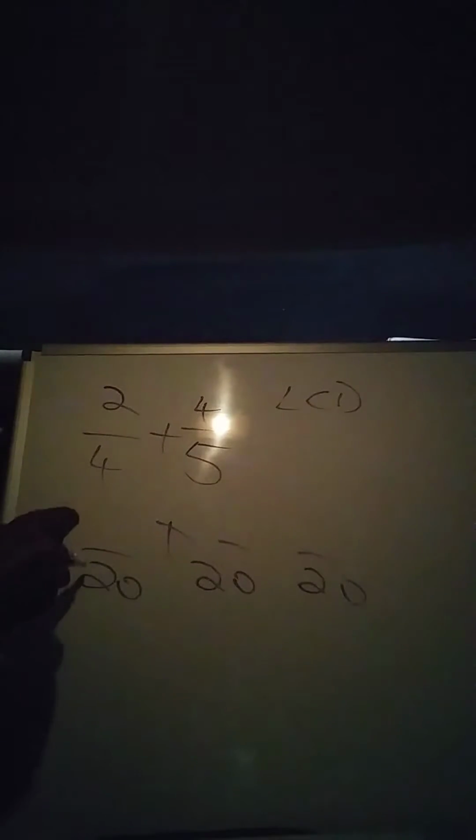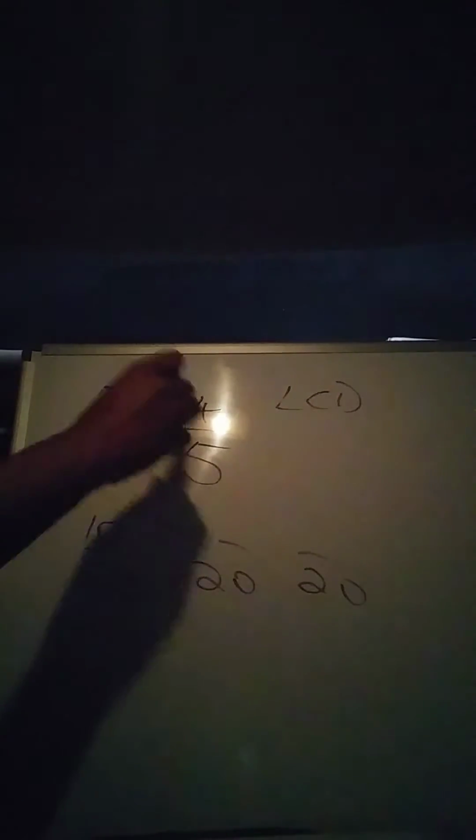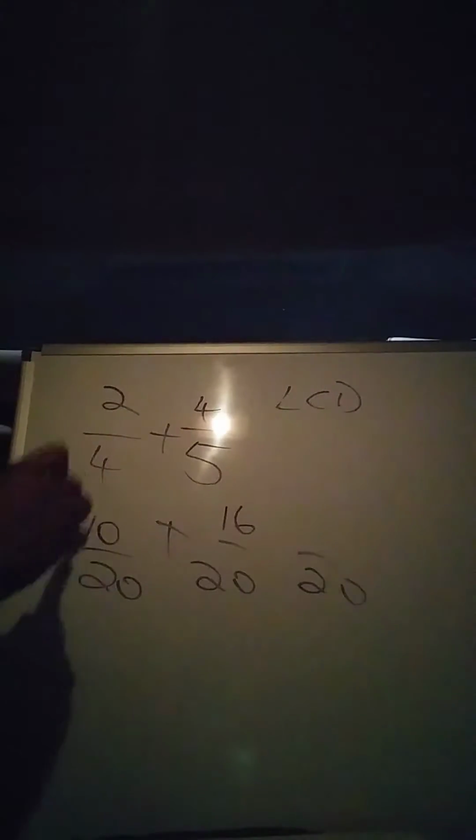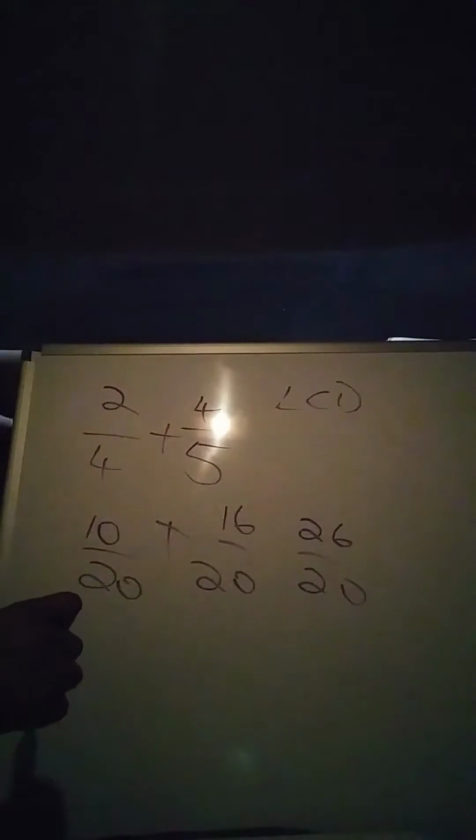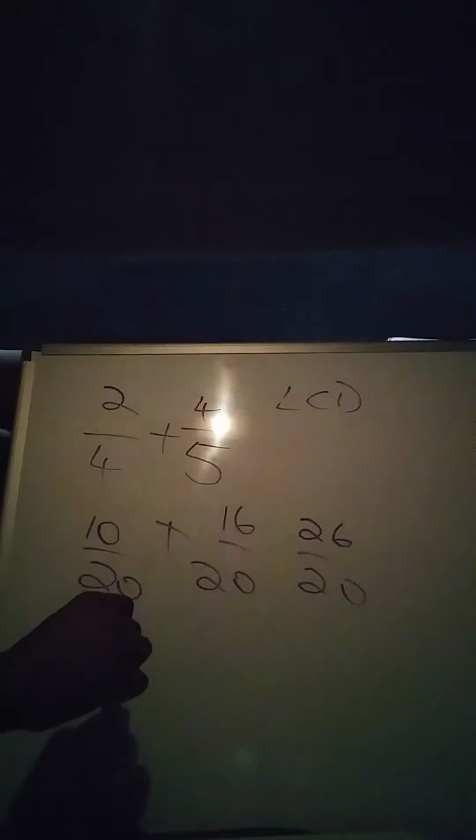So 4 into 20 goes 5 times, right? 5 times 2 is 10. 5 into 20 goes 4 times. 4 times 4 is 16. So there we have 10 plus 16, which is going to be, what, 26 over 20. And, of course, you're going to reduce that. It's going to be, what? Let's see.